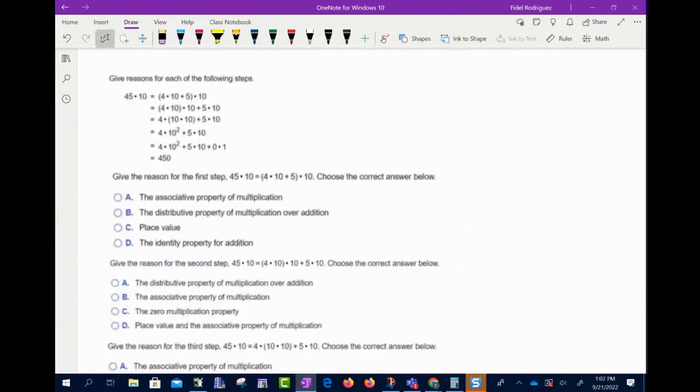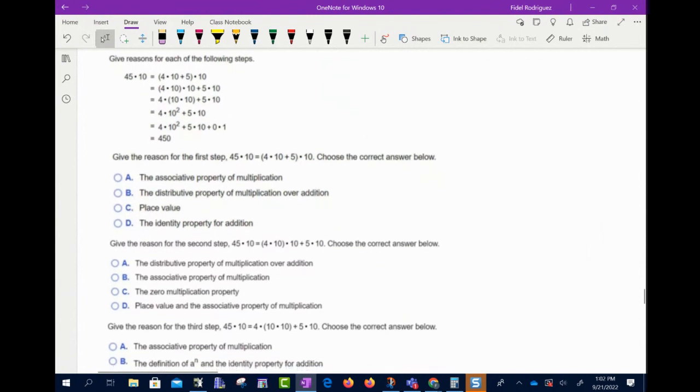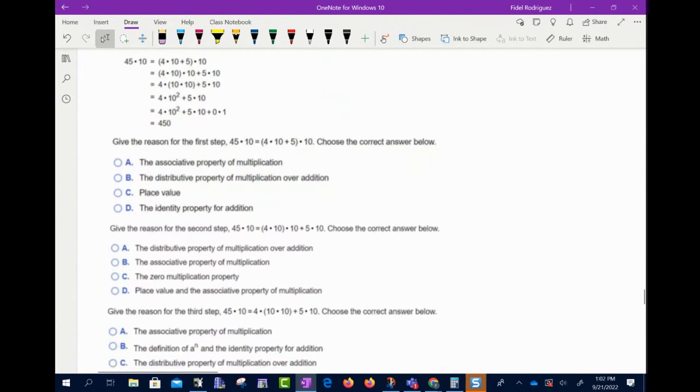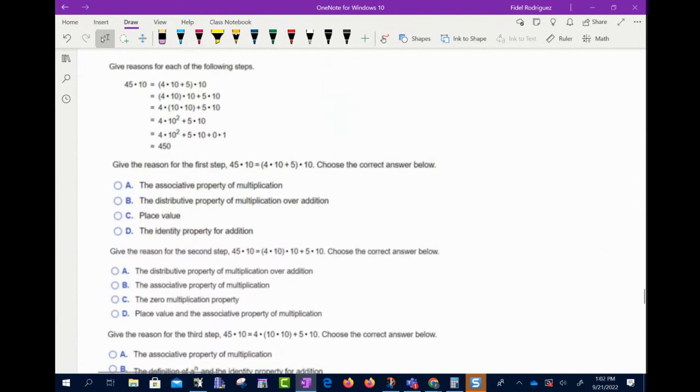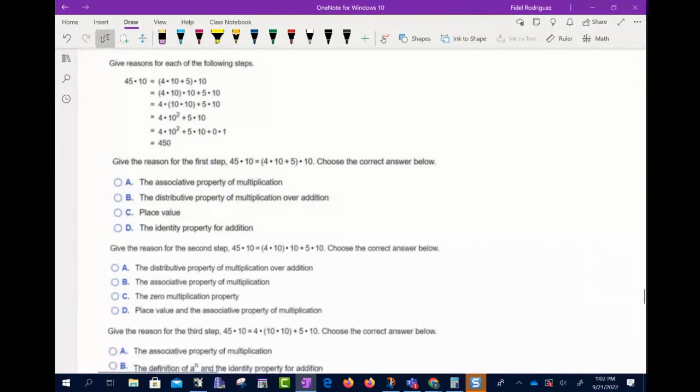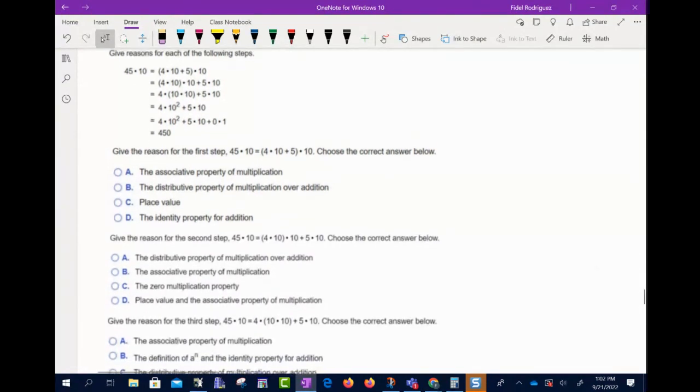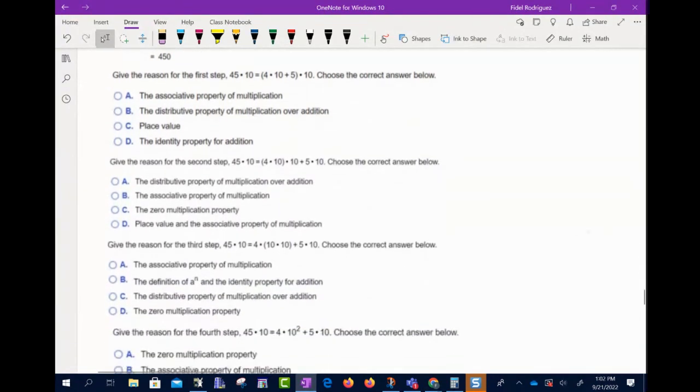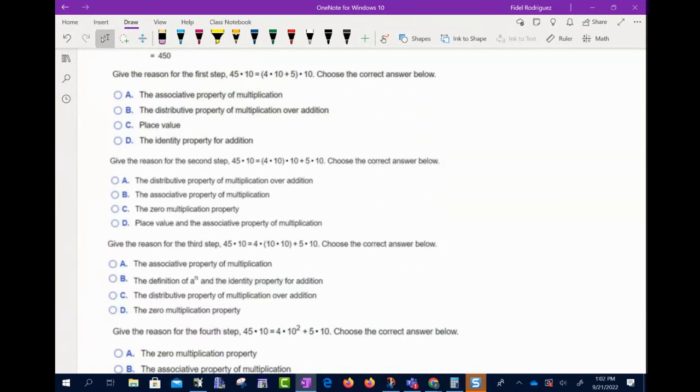Okay. So again, y'all, we're going to go through figuring out reasons for each of the following steps, okay? So I want you to notice what they have. They have 45 times 10, and then they kind of break it down into a ton of different steps. So let's see if we can figure out what we are doing here, okay?